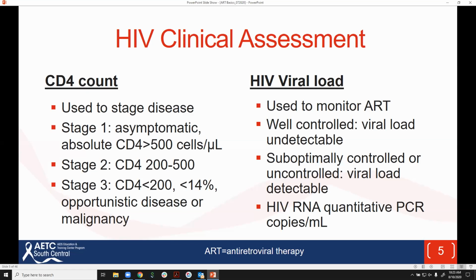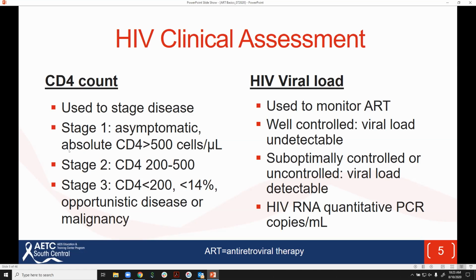And then the second is, are they controlled or not? And so this is used to monitor the response to antiretroviral therapy. So we say well controlled when the viral load is undetectable. We might say suboptimally controlled, or uncontrolled, if there's a viral load that's detectable. And that's done by the HIV RNA quantitative PCR, which is reported as copies per milliliter.